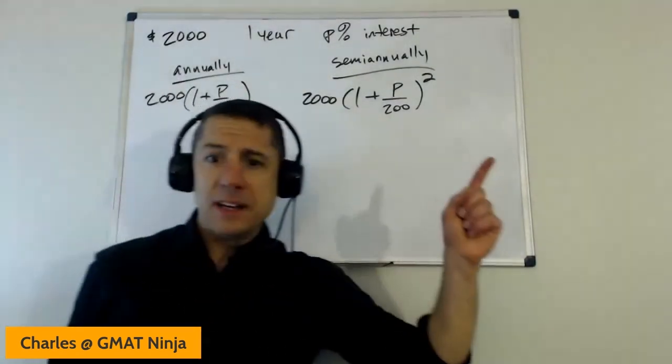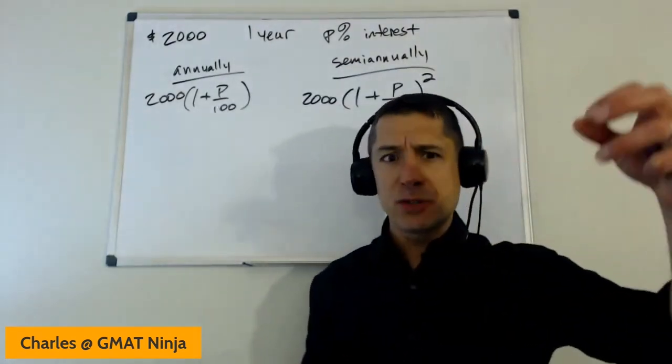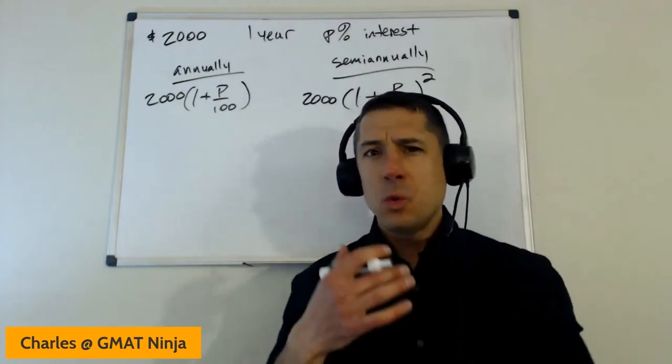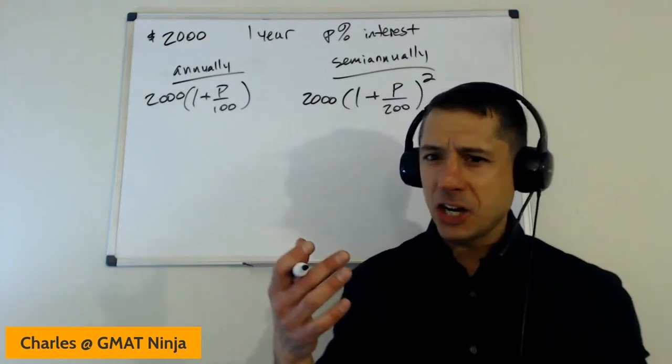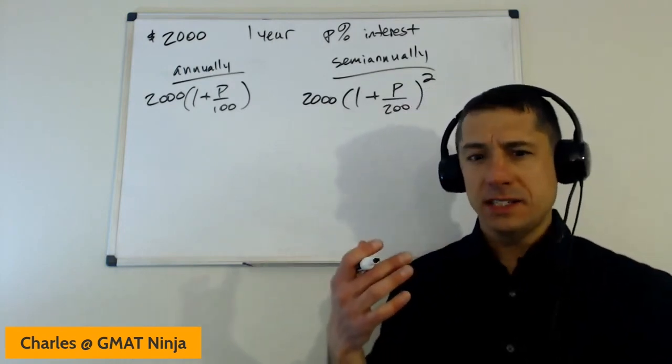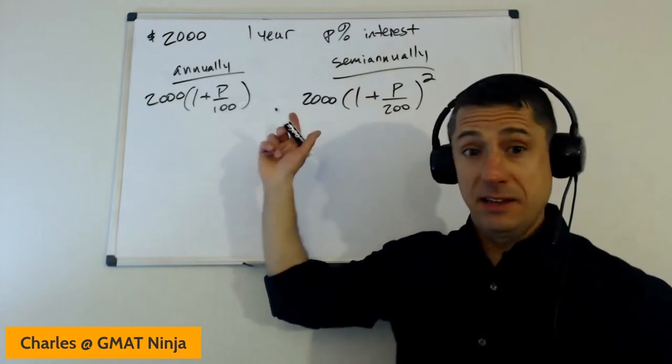Why do you want... Think about this question, and I think almost any time you encounter an interest rate problem, unless it's super straightforward, what's going on? Like, what if you're the one investing here? What would you want? Do you want to compound annually or semi-annually? What's better for you as an investor, and why?